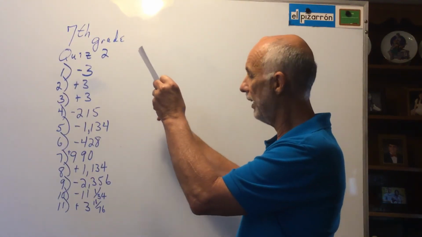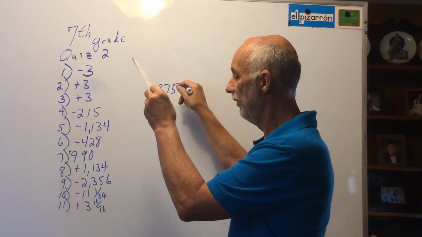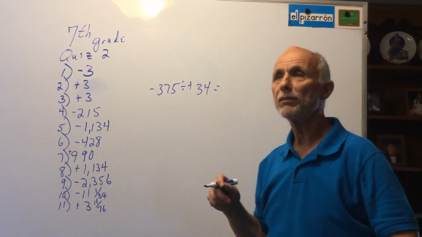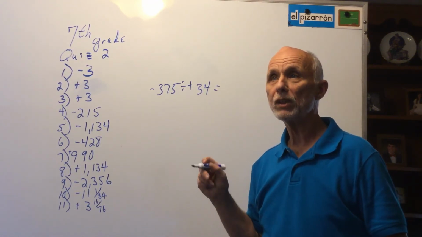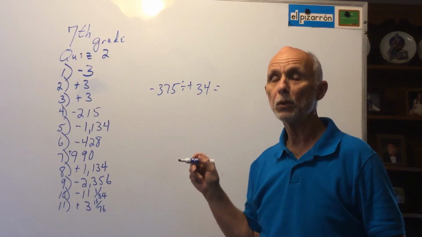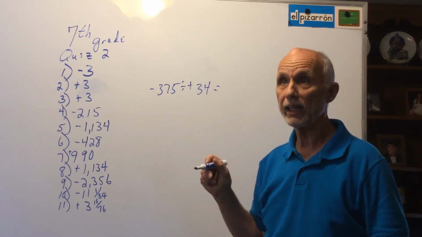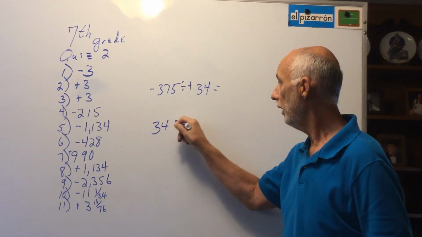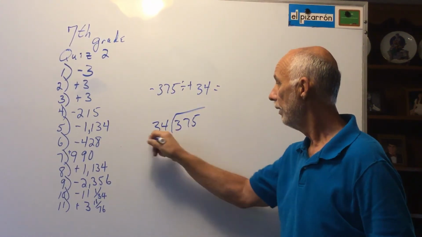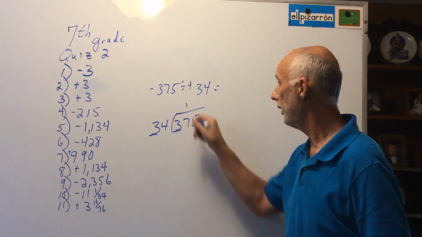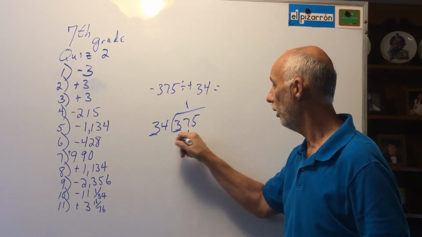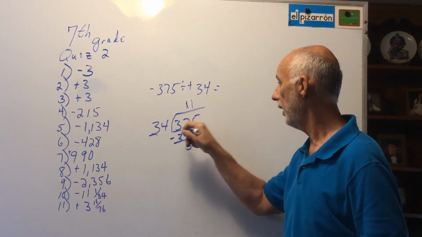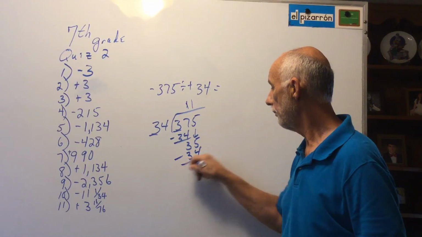Number 10 said a negative 375 divided by a positive 34. And again, in division, you always divide. But the beauty is the rules that you had for multiplication are the same as the rules you have for division. And that is same signs, answer positive, different signs, answer negative. So if I divide 34 into 375, 3 goes into 3 once, shift back one place. 1 times 34 is 34, remainder 3. Bring down your 5. 3 goes into 3 one time. 1 times 34 is 34, remainder 1.